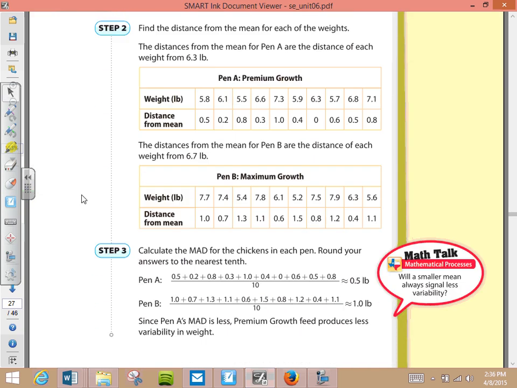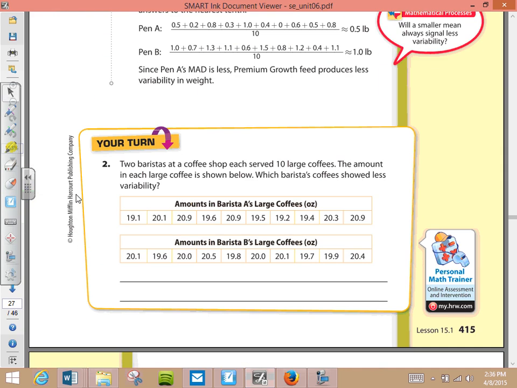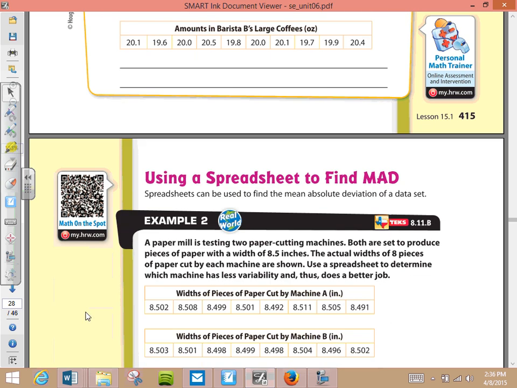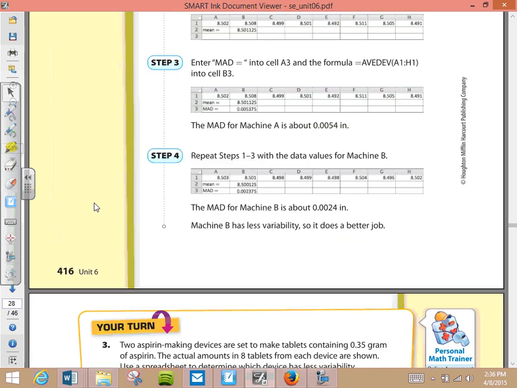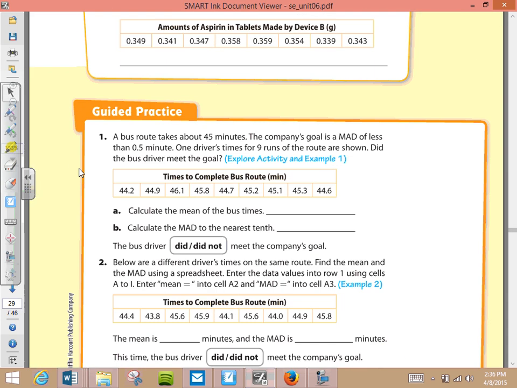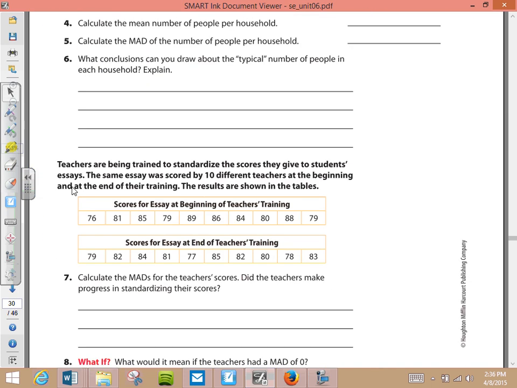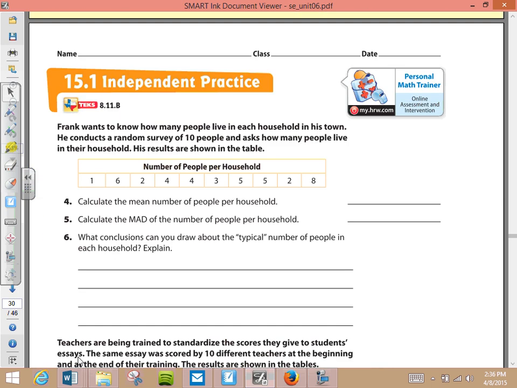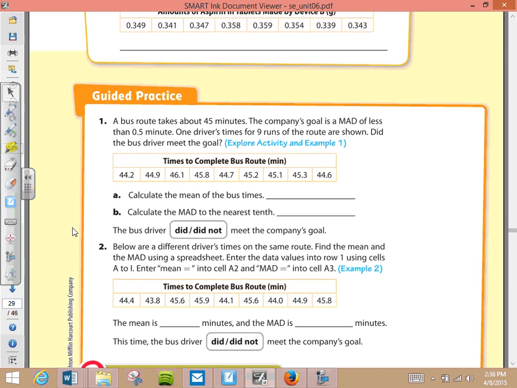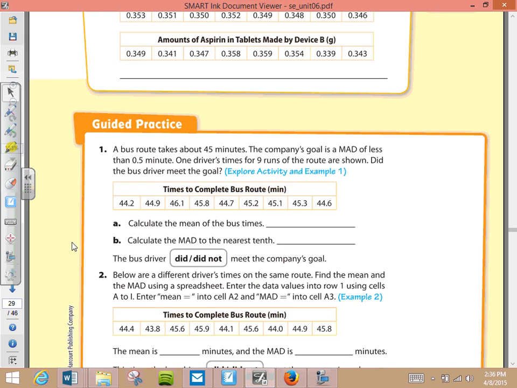The homework would be the next page, 418. Where'd it go? This one. No, this one and the guided practice. So the whole page. It's just one page. Okay, good.